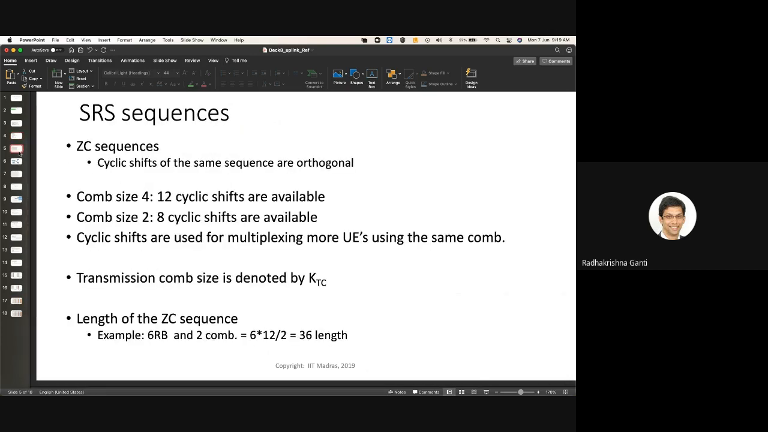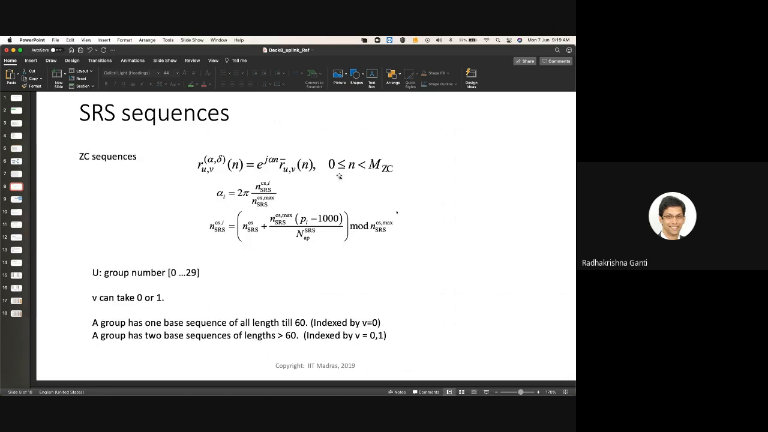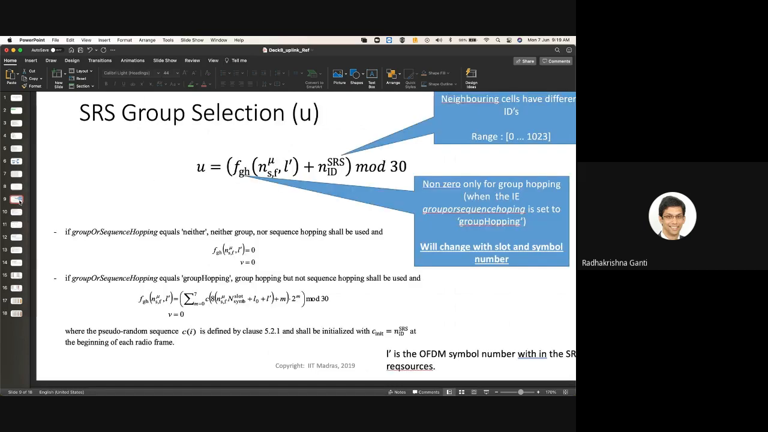So how does this happen? They have a concept of group in an SRS. You see this Rn is the SRS sequence indexed by U and V. You choose a group, and in that group you choose a particular SRS sequence of a given length. There are two modes of operation: one is group hopping, or there is no group hopping. When you don't enable group hopping, this FGH, which is a function of the OFDM symbol number and the slot number, becomes 0.